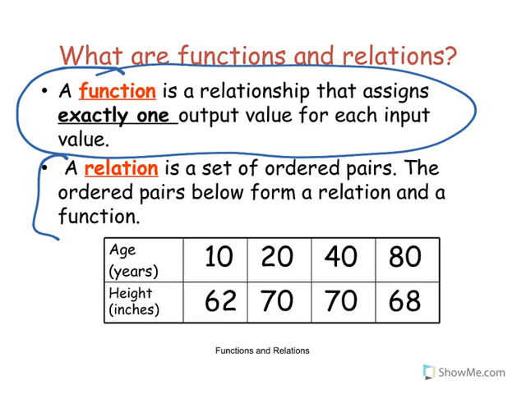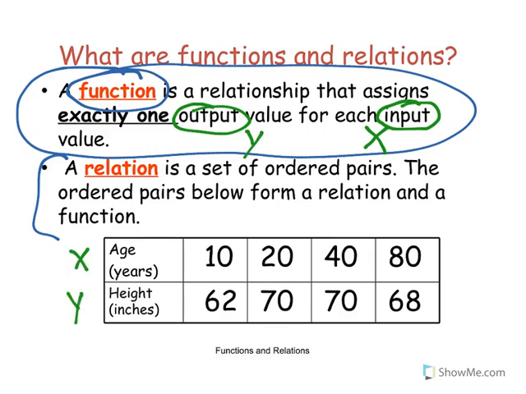Now, a function is a special type of relation. So a function is what we call a one-to-one relationship. So it says exactly one output for each input. Well, let's talk about what those words mean. An input is our x values, and the outputs are our y values. So in this case, our age is our input and our y is our output.